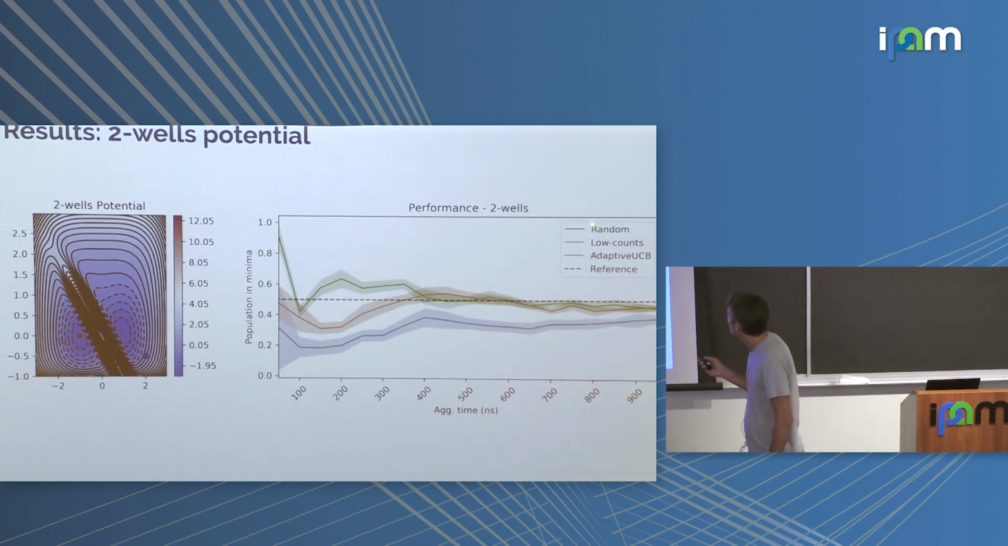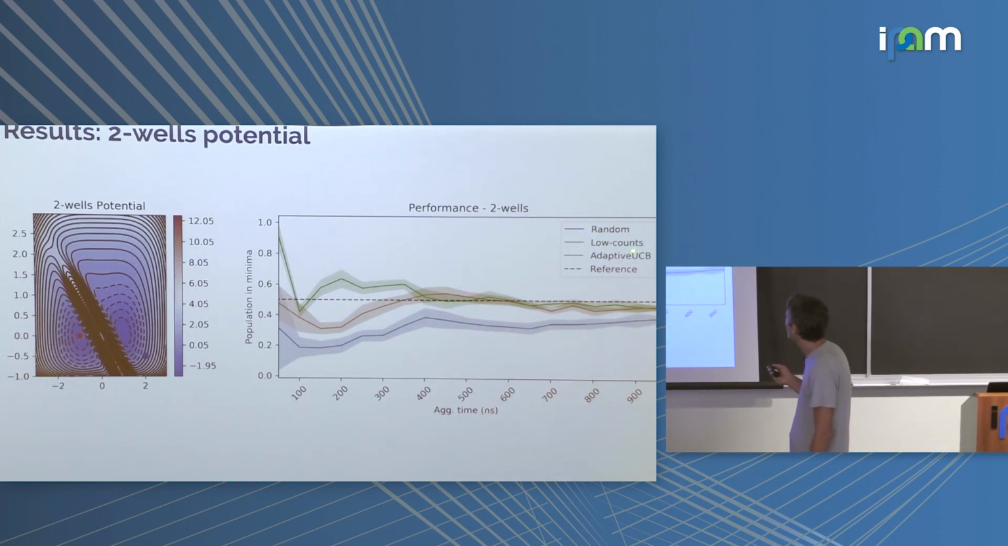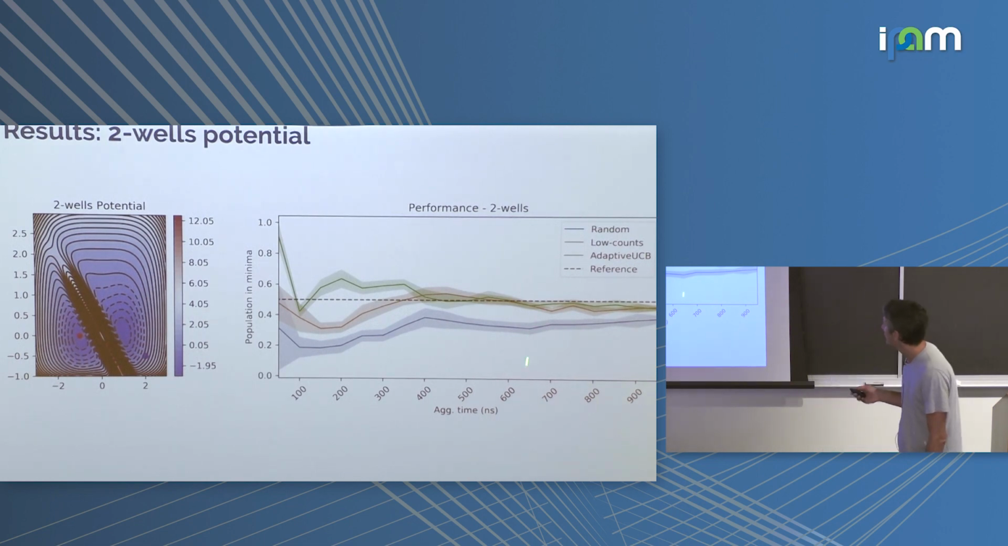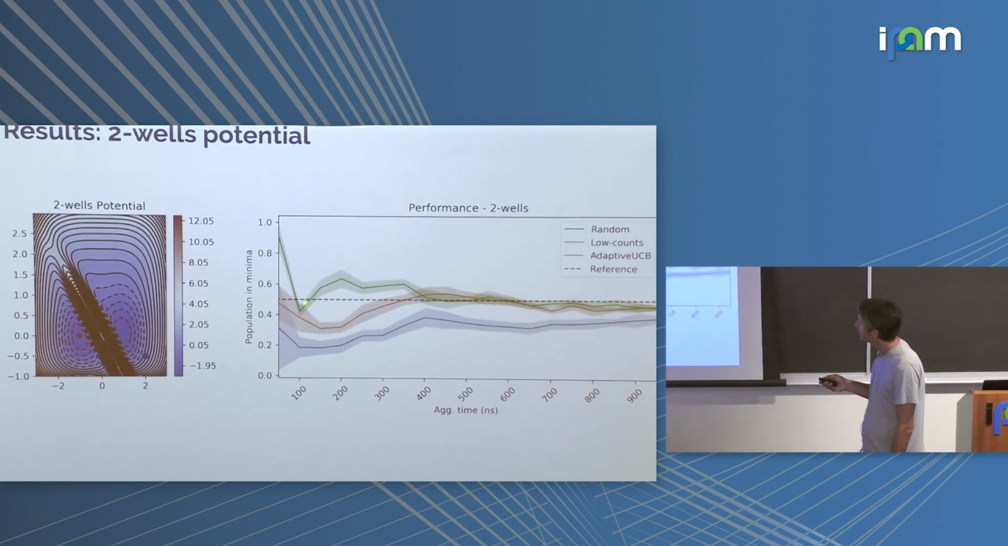So in this case, we have random sampling, we have low count sampling, which is this explorative optimal way to sample, and we have the adaptive UCB case. Here the real equilibrium is this black line, and we try to see how much time each algorithm needs in order to get there. And apart from random, both low counts and adaptive UCB work the same. So it doesn't work any better than random.